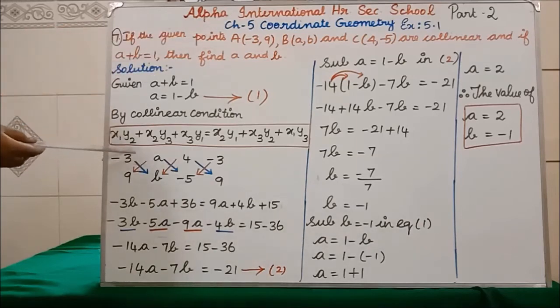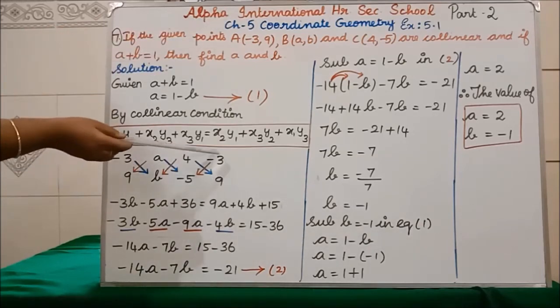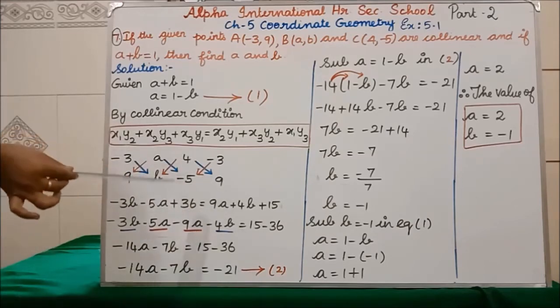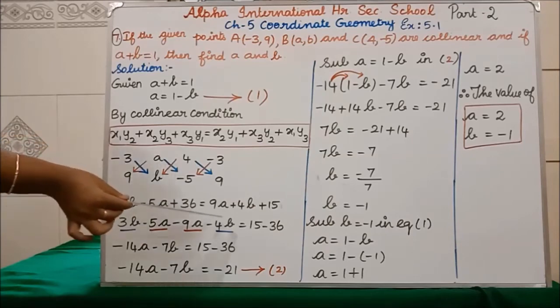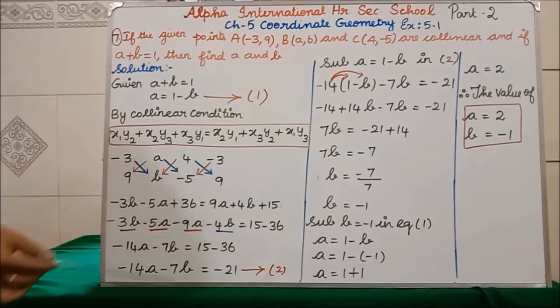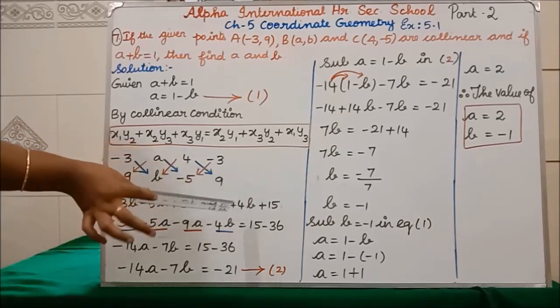Next, what you have to write? The first term, again you have to write -3, 9. How did we do it in the quadrilateral? The same. How do we do it in the triangle? The same only. -3 into b is -3b, a into -5 is -5a, 4 into 9 is 36. Clear? Then equal to 9 into a is 9a, 4 into b is plus 4b, -3 into -5 is plus 15.